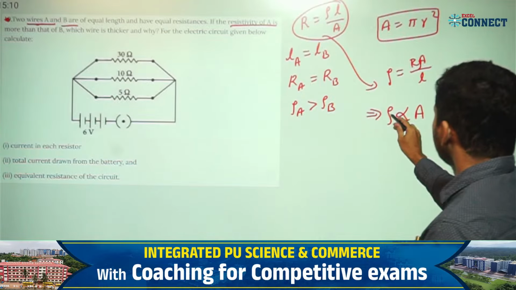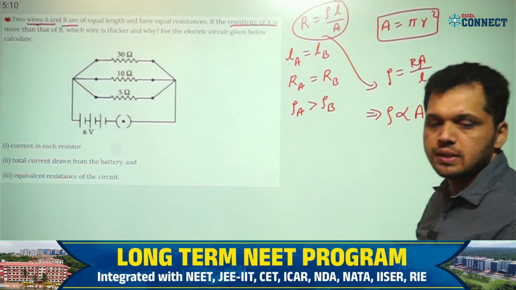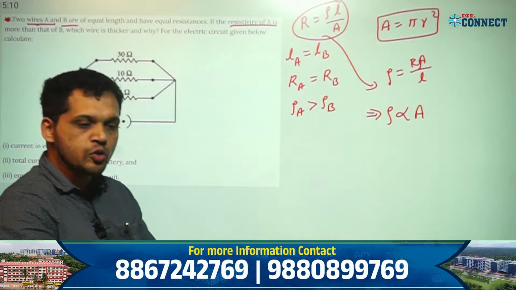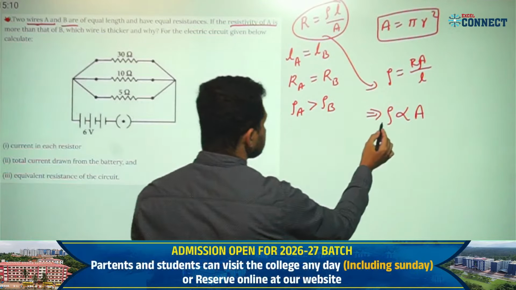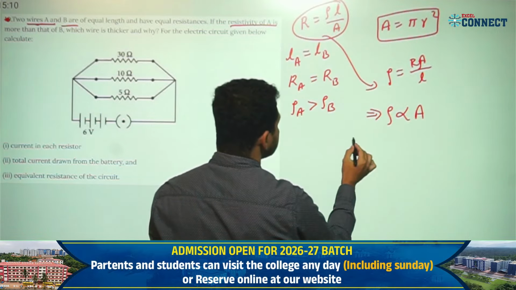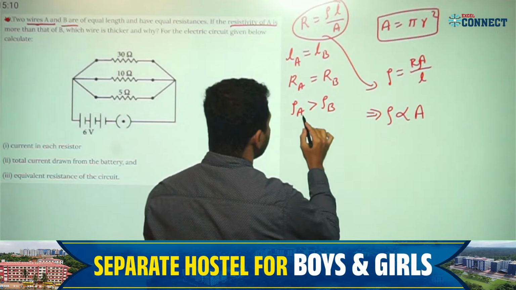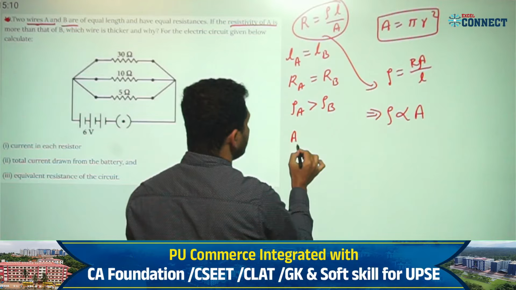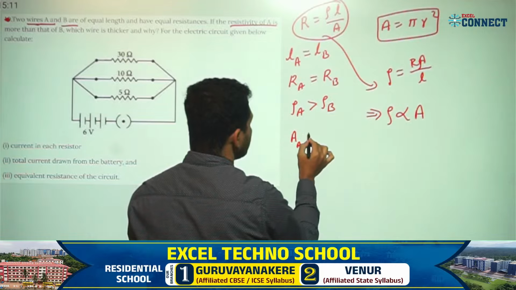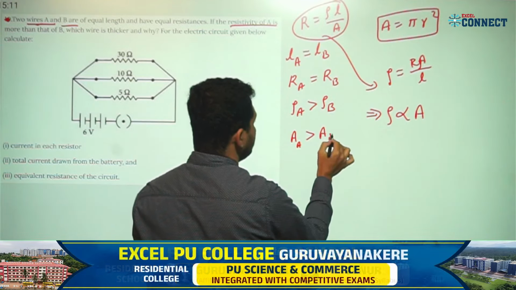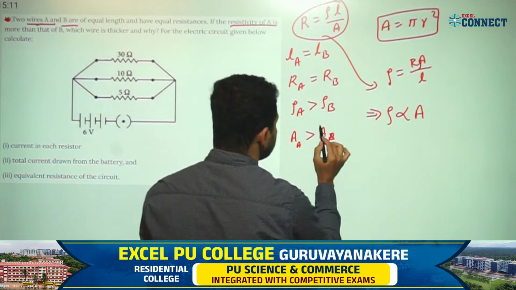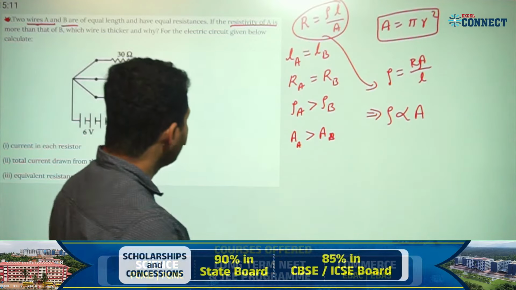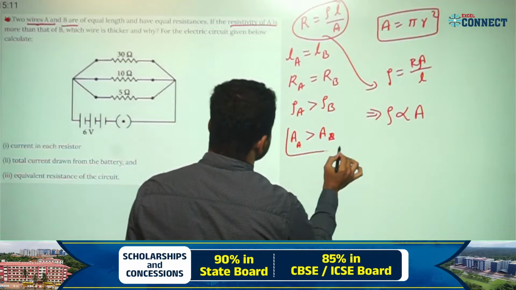So if you write rho is directly proportional to area, if resistivity is high, it means area of cross section is also high. From this we can write: rho is higher here, resistivity for A, so the area of A is greater than the area of B, because resistivity is directly proportional to area. This is the answer for the first question.